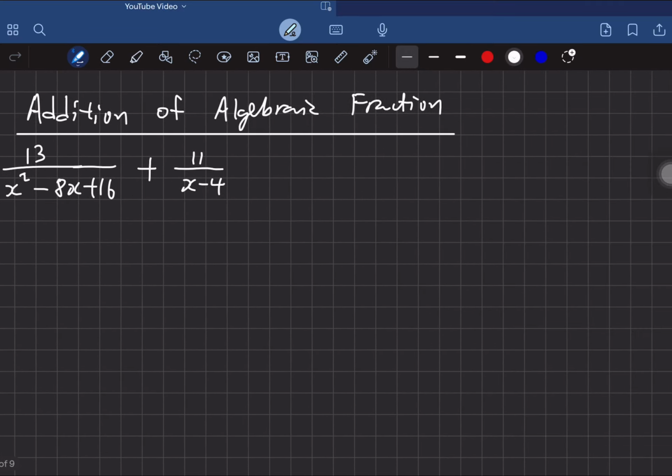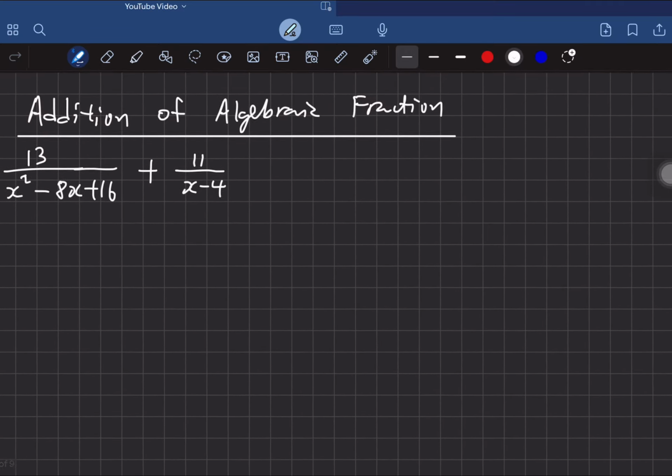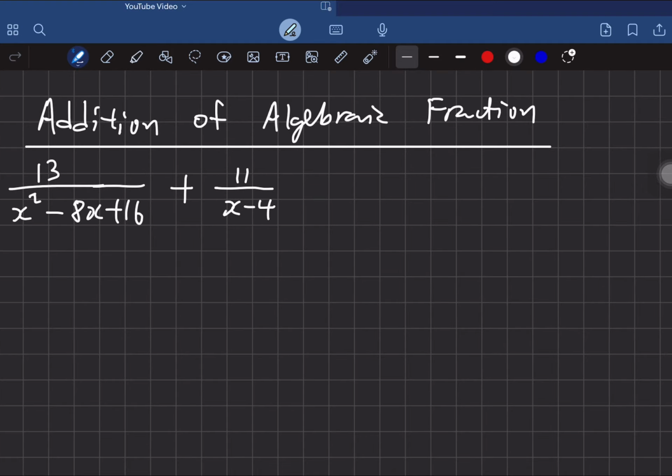The last two will be addition and subtraction. Same idea, okay? But addition and subtraction is the most difficult one. Why? Because we have to make sure the denominators are the same before you can perform addition or subtraction. So with this, 13 is a numerator we can't change because it's only one term. Denominator here, x squared minus 8x plus 16. So this one we have to factorize because it's more than 1 term.